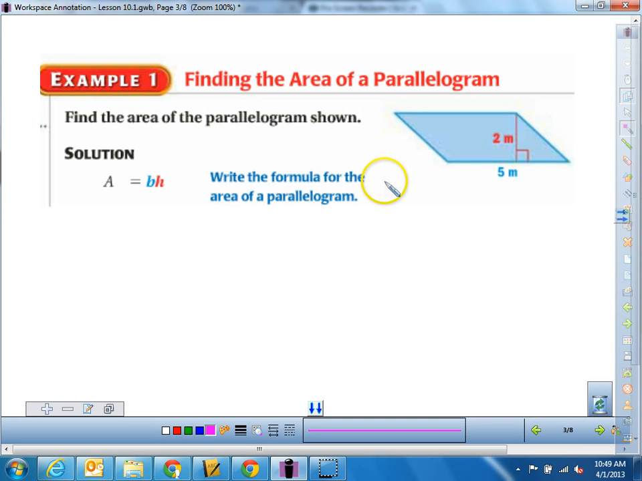So let's take a look here. We have this beautiful parallelogram here, and we want to find the area. We need to remember area equals base times height. My base is equal to 5 meters. My height, which this one's nice and easy because we didn't even put the side length on there, is 2 meters. So the area is going to equal 5 times 2, or a total of 10 meters squared, 10 square meters for the area of this parallelogram here.